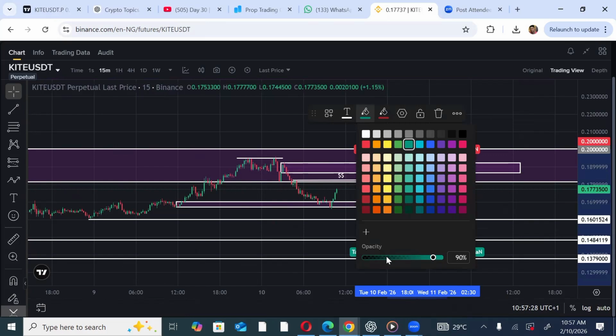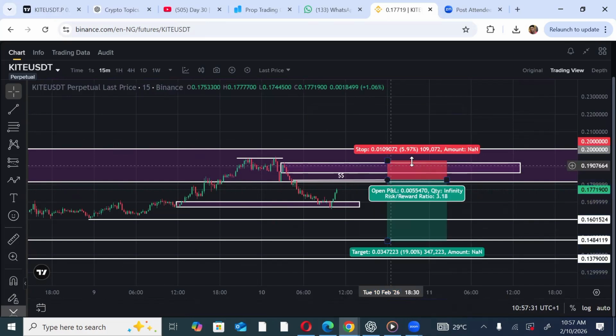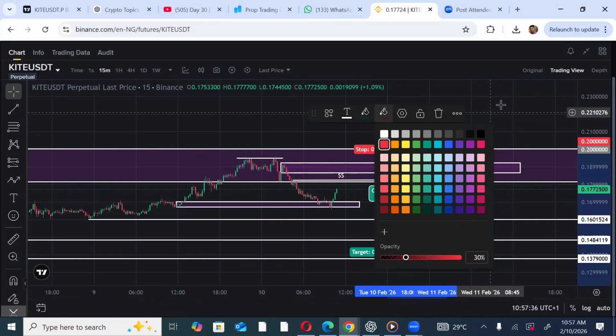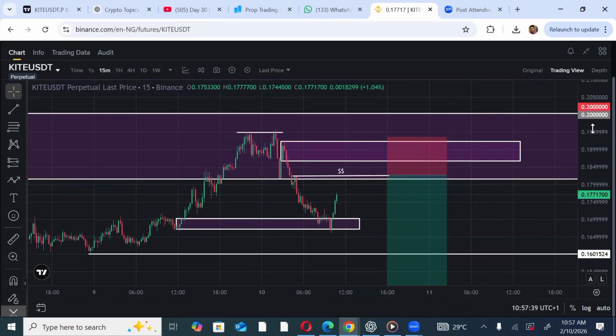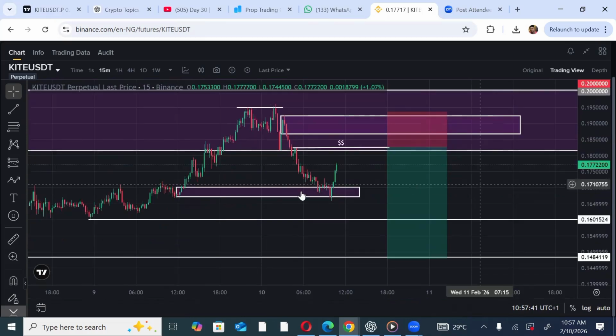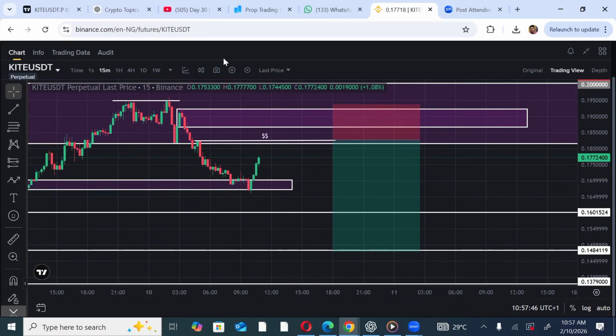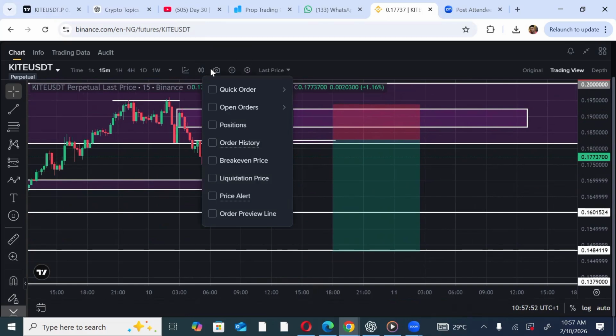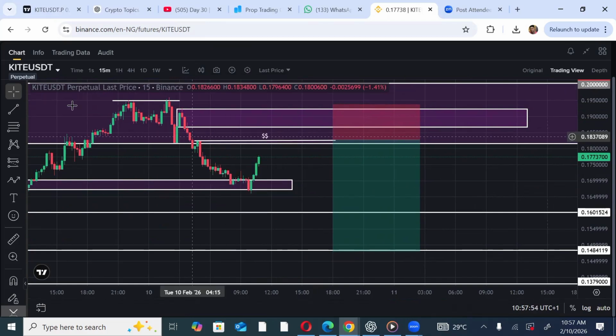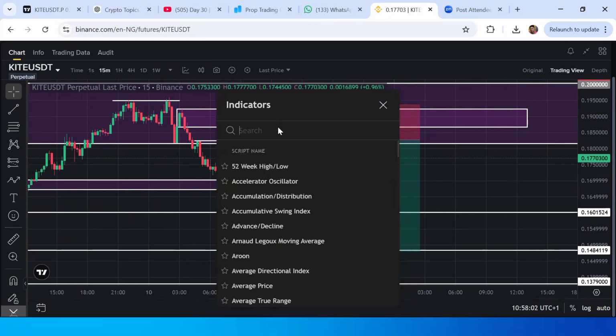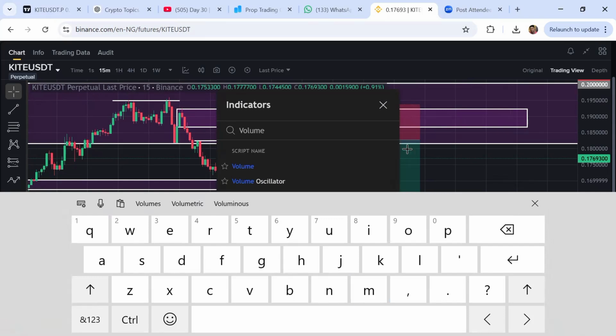Let me faint this a little bit so it looks more attractive. Just going to faint this. And now we have our move. Now, this pullback here is a weak pullback. We can confirm this with our indicators. Let me put my indicators, technical indicator. I'll just put volume underneath it, just my volume indicator.